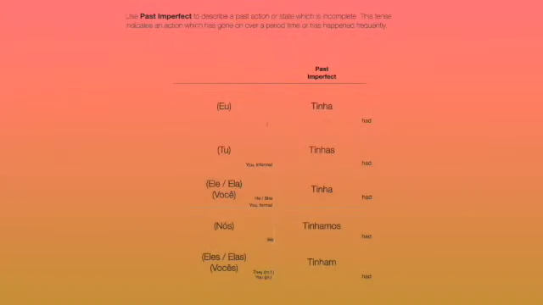So the first tense we're going to look at is the past imperfect, and it's used to describe a past action or state which is incomplete. This tense will tell you or indicate that an action has gone over a period of time, or it's something that has happened frequently.